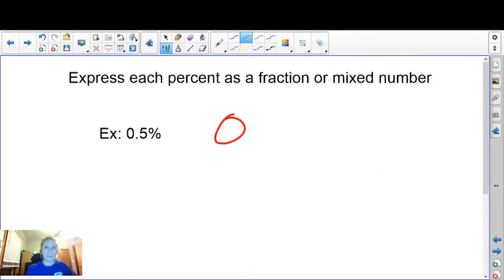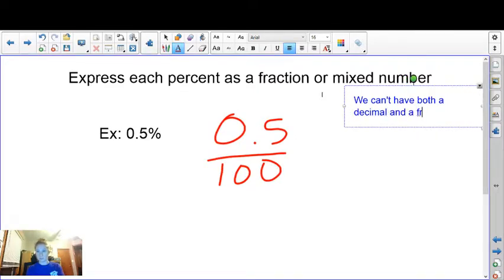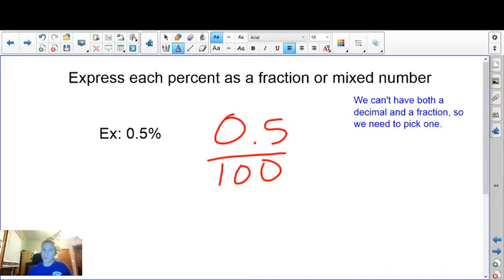Same idea here. I have 0.5 over 100. However, you can't have both a decimal and a fraction. So we need to pick one. In this case, it's asking me to take each percentage and write it as a fraction, so I don't really have a choice which one I get to pick. So I need to change this into a fraction.